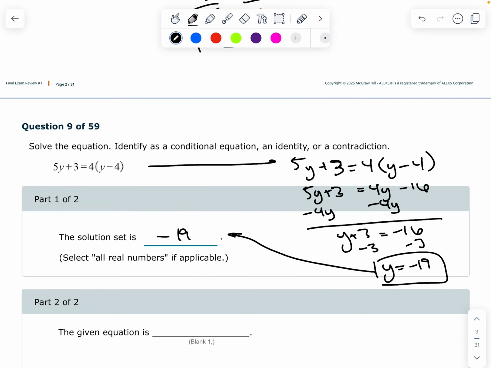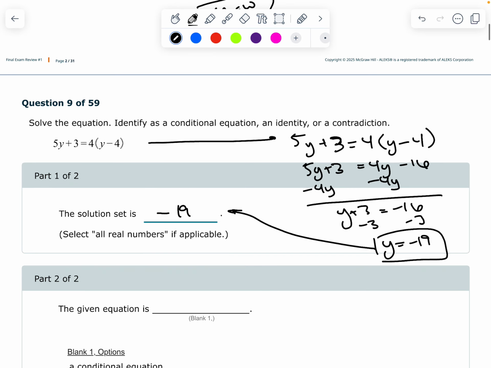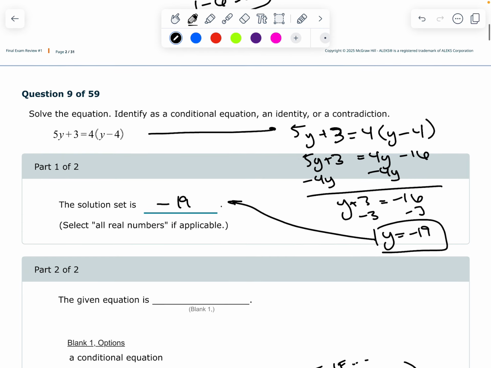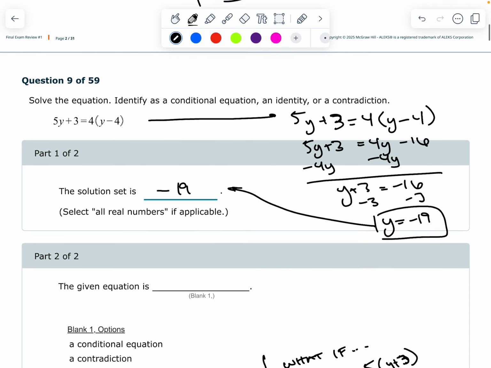All right, solve the equation. I didn't hide this one, I'm sorry. Solve the equation. So I solved it all out. I distributed the 4. This works the same way as the last one. Subtracted the 4y, subtracted the 3. I got y equals negative 19.